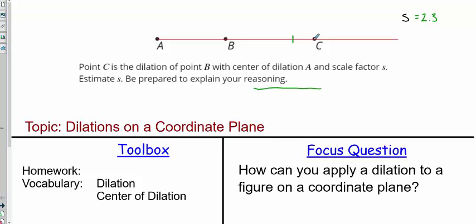Okay, let's talk about our focus question and how this is different. Applying a dilation to a figure on a coordinate plane. Before, we were applying a dilation on a circle graph. And then after that, we applied a dilation without a circle graph. And now we're going to apply a dilation on a coordinate plane.